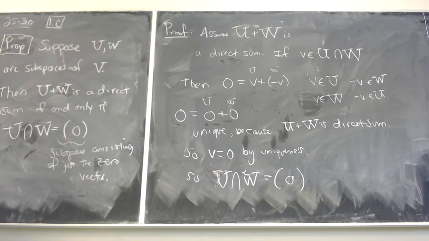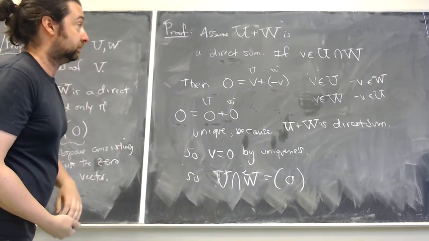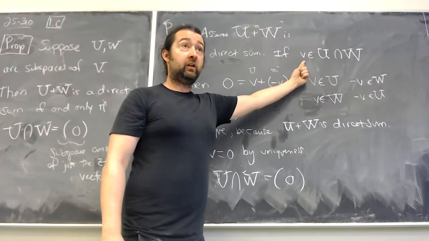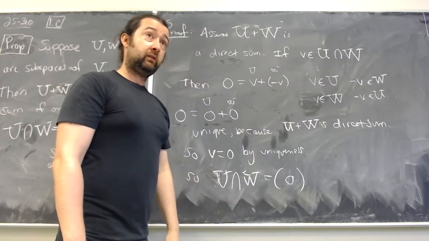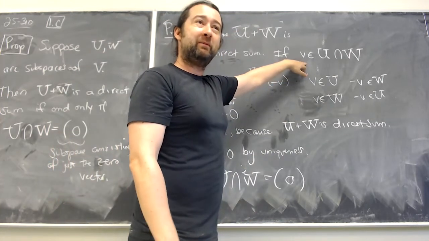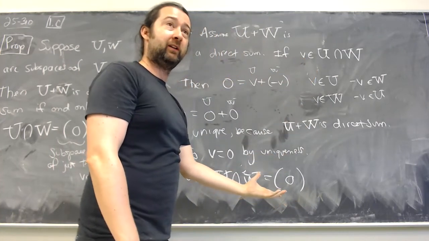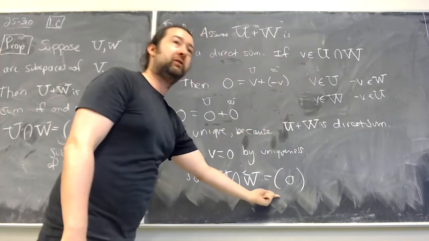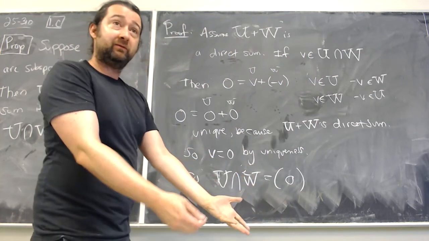How does this prove that the U intersect W is the only thing inside it? Because that element was arbitrary. If V is in that set, then V is the 0 vector, is what we just proved. Can you pick me a V that's not the 0 vector? The answer is no, because any V you choose, this argument works for. You chose an arbitrary element in this intersection, and no matter what you started with, you end with the 0 vector. So that means there can't be anything else in there.